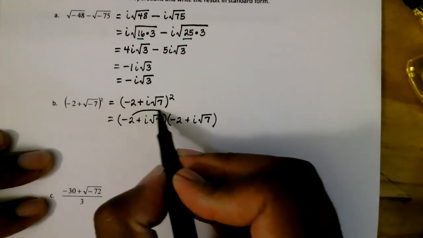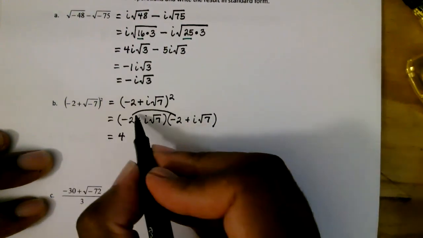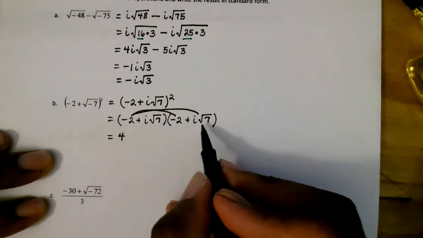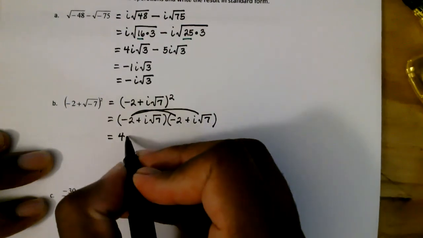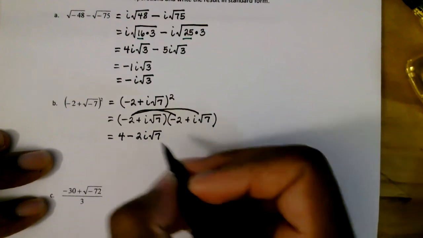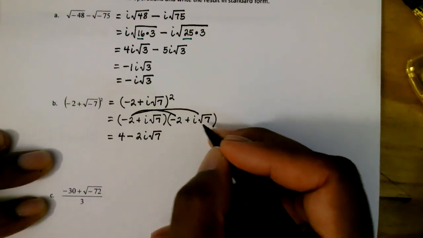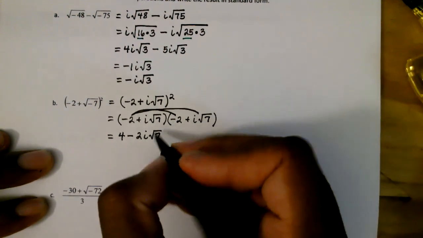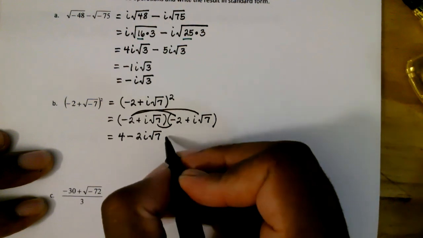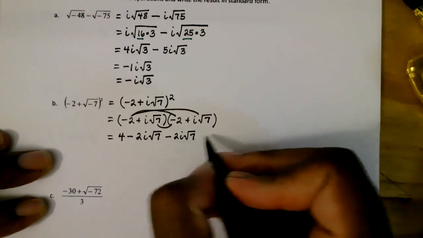So the first times the first, negative 2 times negative 2, that's 4. Then the outer, negative 2 times i square root of 7, that's going to be a minus 2i square root of 7. You can't multiply what's on the outside of the radical with numbers that are on the inside. Keep that in mind. Your inside, i square root of 7 times negative 2, that's going to be another minus 2i square root of 7.